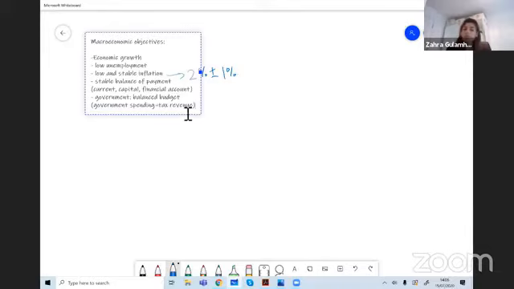So here, the macroeconomic objective, or the goal that the government tries to get to, is a balanced budget. So you want government spending being equal to tax revenue. We also want to protect our environment, and we also want to make sure that we have low inequality. So these are our main macroeconomic objectives.